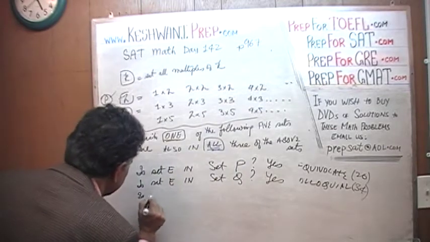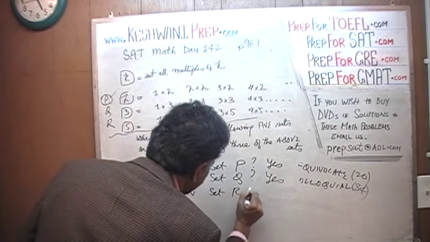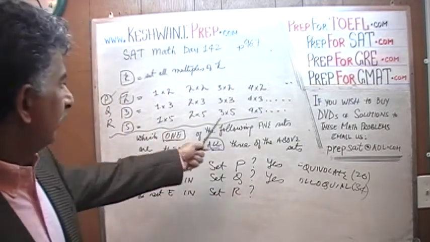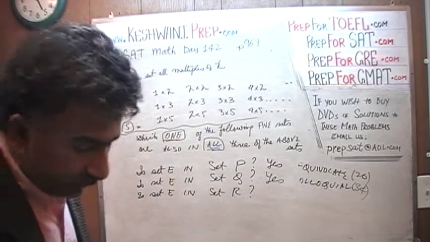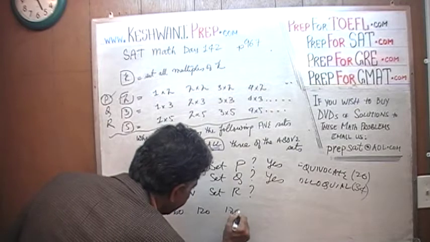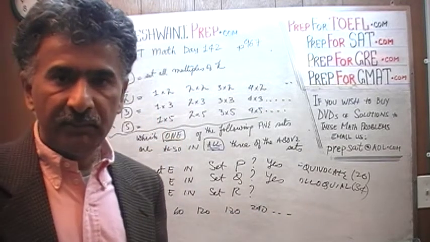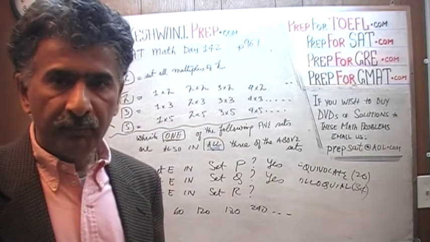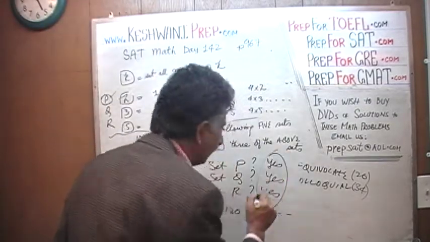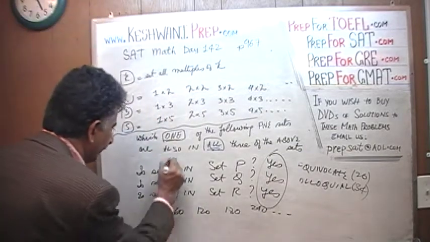Is set E in set R? The answer again is yes, because set R is a multiple of 5. And 60 is a multiple of 5, so is 120, so is 180, so is 240. For the same logic, any number that is a multiple of 60 would also have to be a multiple of 5. So yes, it is. And since it's present in all of these above sets, the answer is E. The answer is E.